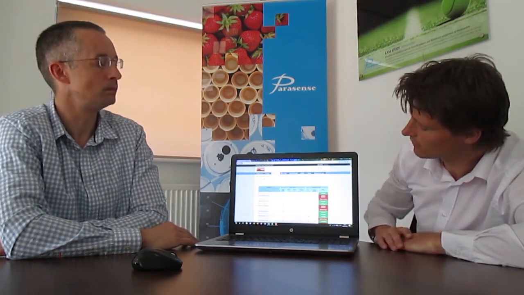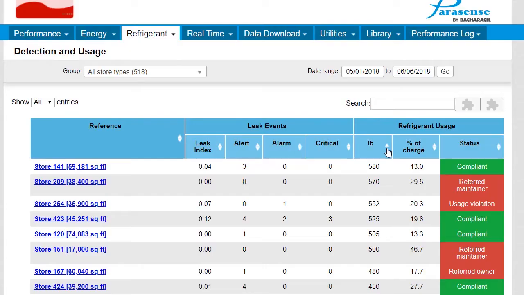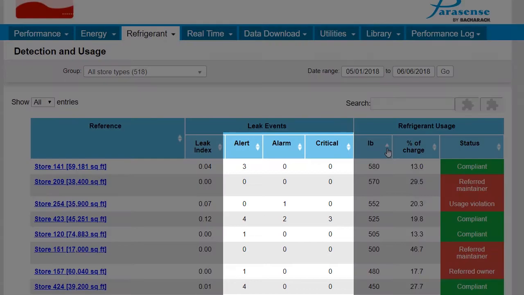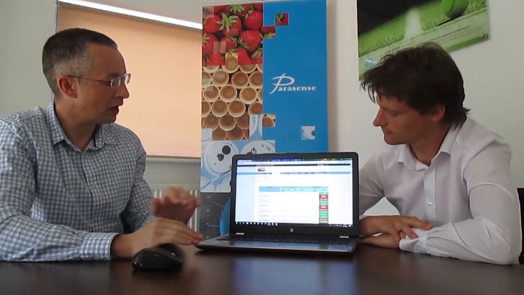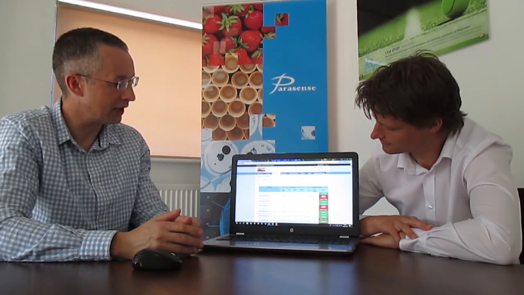Great. Could you give a quick description of leak index and what the difference is between alert, alarm and critical? Good point there. So the alert, alarm and critical is a function of the leak detection equipment to give an indication of the severity of the leak. As a manufacturer of refrigerant leak detection, we're trying to pinpoint low-level leaks, the small ones that contribute to ongoing leakage that are very difficult to find and work on.